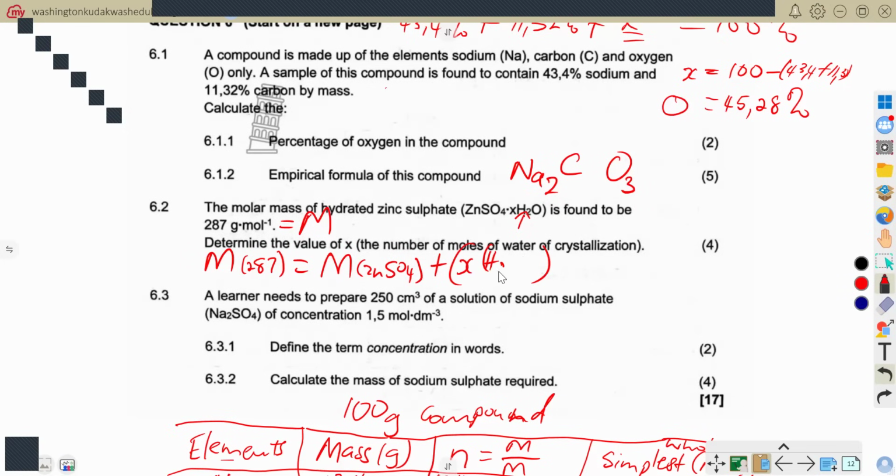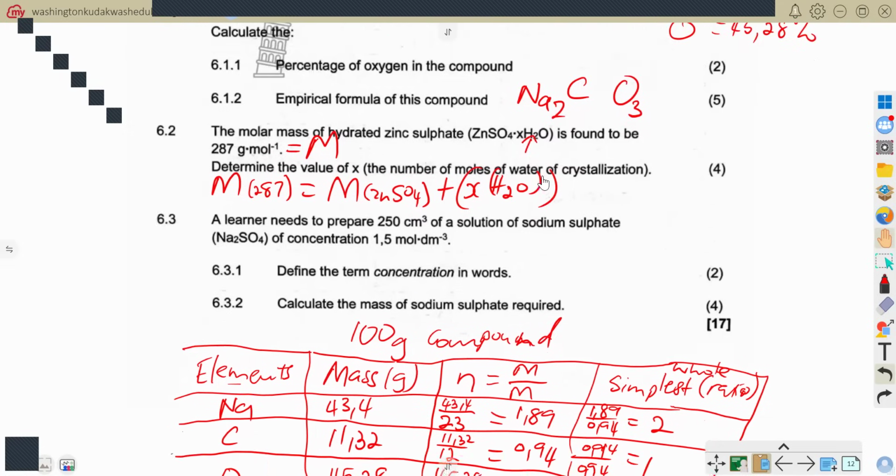This water of crystallization. So for me to find X, I will need to find this molar mass of zinc sulfate and also the molar mass of water. And then I multiply the molar mass of water by X. And then if I add, they have to total 287 grams per mole. So now I need to find the molar mass for zinc sulfate as well as for water. So let's use the space below here to calculate that.